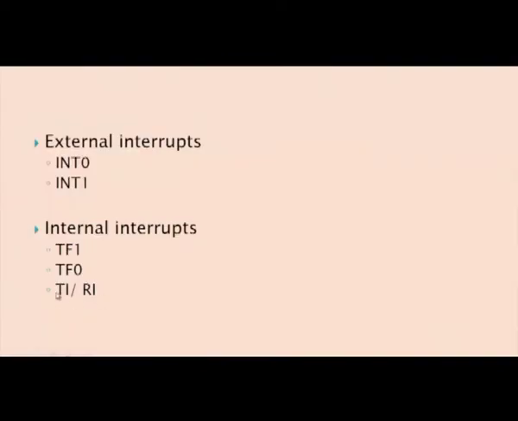The third interrupt is TI and RI. TI is the transmitter interrupt and RI is the receiver interrupt. At a given time we can either transmit or receive, so only one interrupt is considered as a single serial interrupt, which will be either a transmit interrupt or a receive interrupt. During transmission the transmit interrupt will rise, and during receiving the receive interrupt will rise.